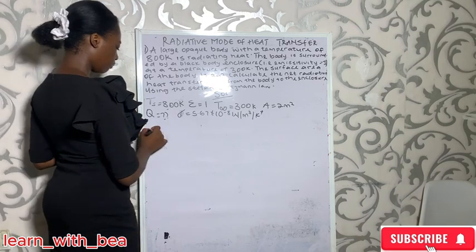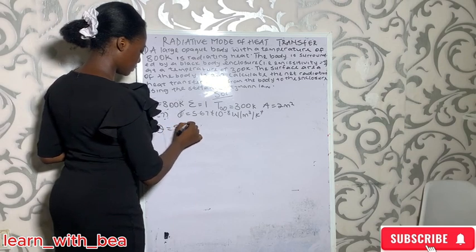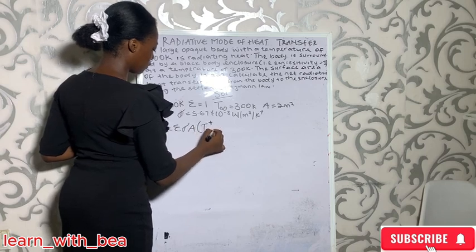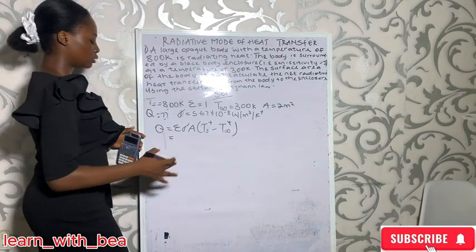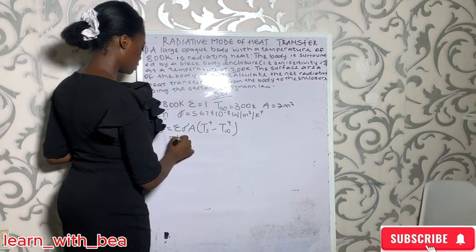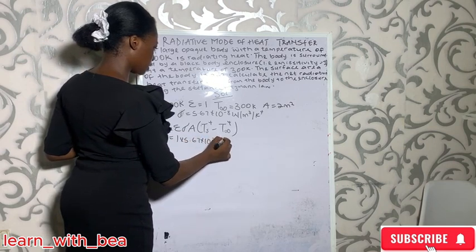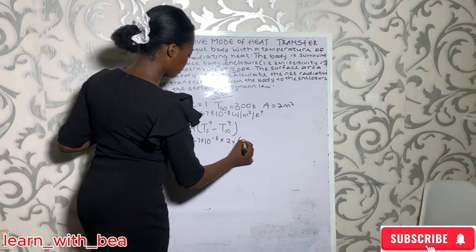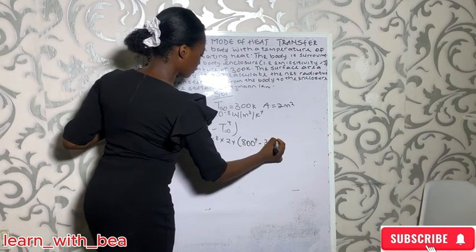To calculate our Q: emissivity times the constant times area, then Ts raised to the power 4 minus T infinity raised to the power 4. Do we have all the values? Yes. So we can just input our parameters to get our Q. Our emissivity is 1 times 5.67 times 10 to the power minus 8. What's the area? 2. Then the temperature of the surface of the body, 800 raised to power 4 minus 300 raised to power 4.